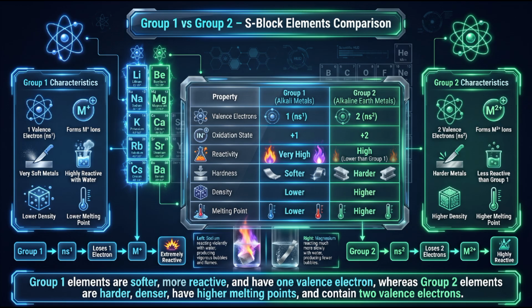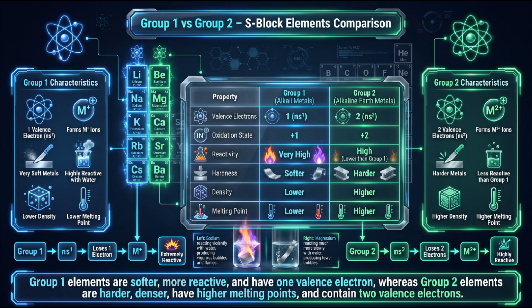Density also differs between the two groups. Group 1 metals generally have lower densities and include some of the lightest metals known. In fact, lithium, sodium, and potassium are less dense than water and can float on its surface. Group 2 metals, however, are denser because their atoms are packed more closely and possess greater atomic masses. Therefore, alkaline earth metals usually have higher densities than the corresponding alkali metals.